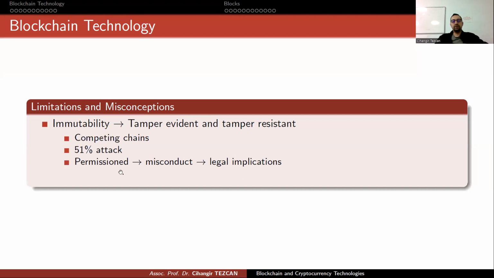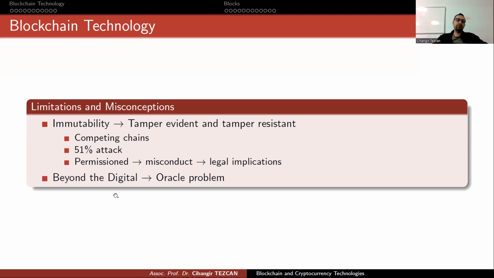In the permissioned networks, you can have misconduct. Since they have the authority, they can misbehave. But of course, this can lead to legal implications. But in all of these scenarios, we can modify the data in the blockchain. That is what we are thinking. So we are saying that this is not immutable, but it is tamper evident and tamper resistant.